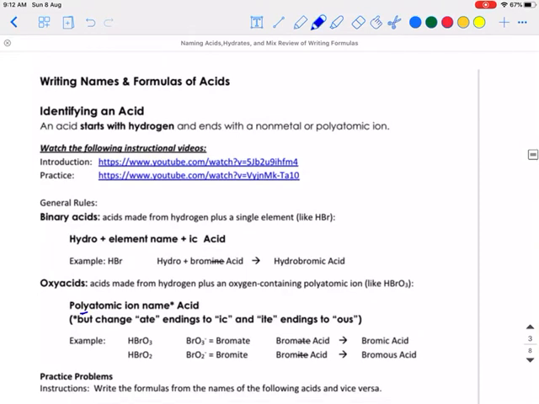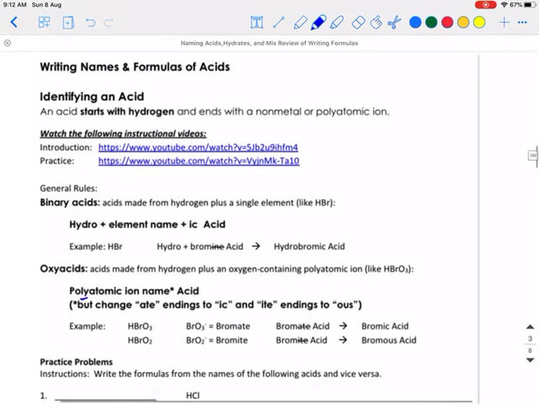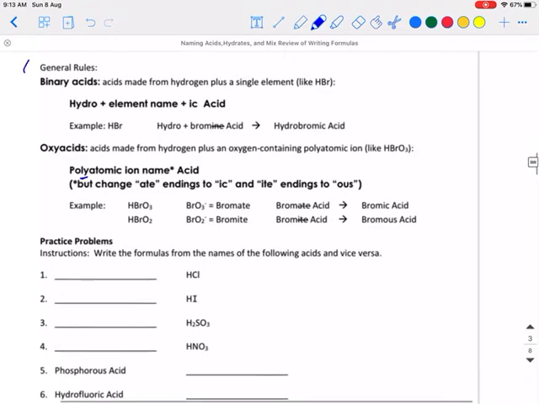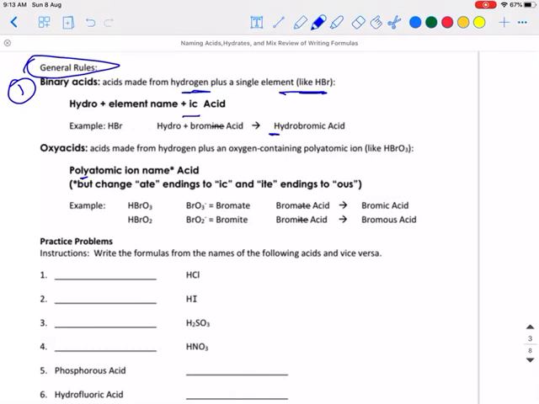Now we want to talk about acids. An acid starts with hydrogen and ends with a nonmetal or polyatomic ion. General rules for acids. The first one, binary acids. They are acids made from hydrogen plus a single element like HBr. So hydro, and because it's an acid we use the suffix -ic. So hydrobromic acid.